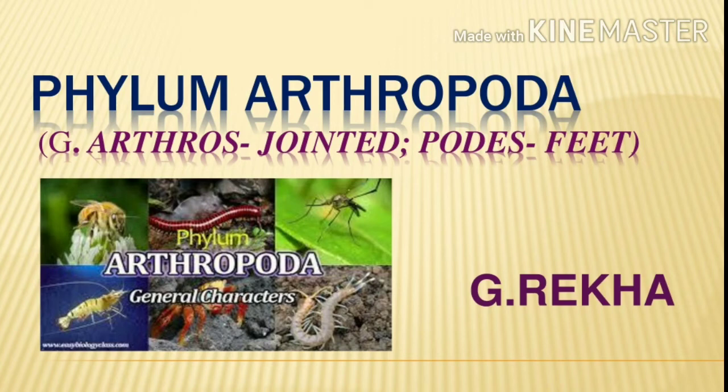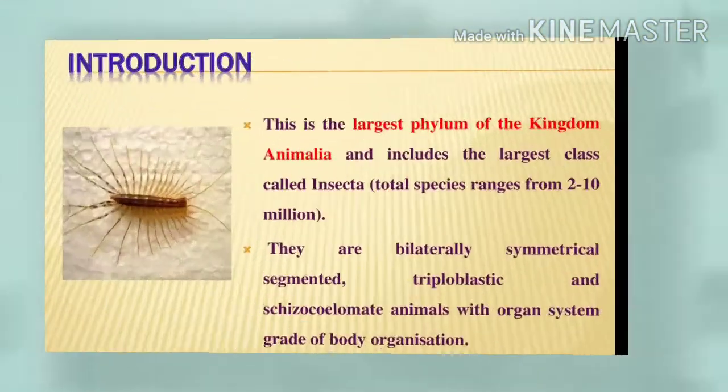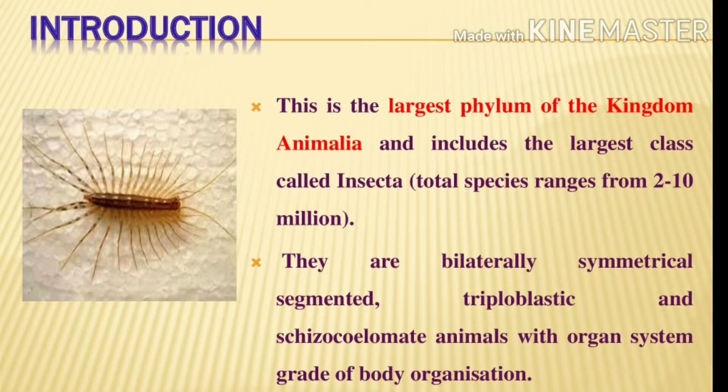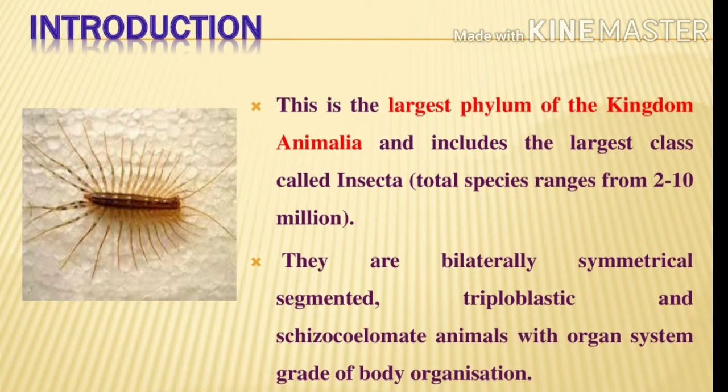Today we learn about the topic of phylum Arthropoda. What is the meaning of arthro? Arthro means joints. Pods means feet. So jointed feet is called Arthropoda. Introduction about the kingdom Animalia and phylum Arthropoda.